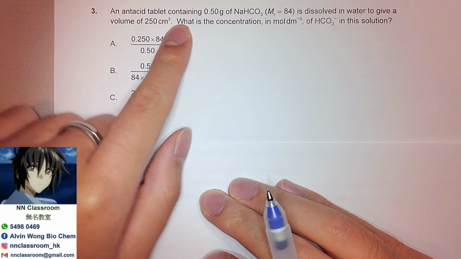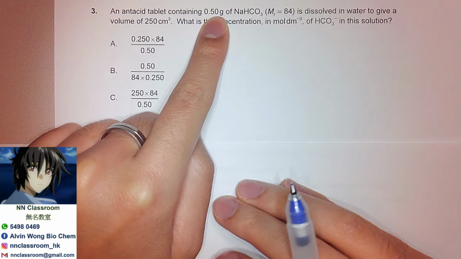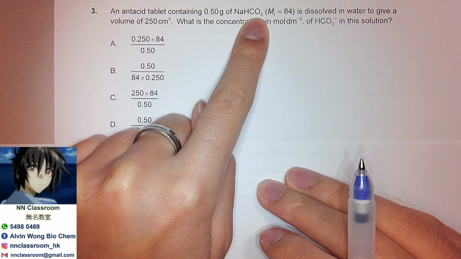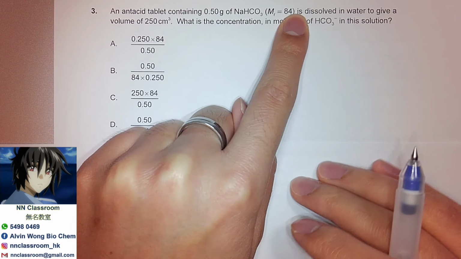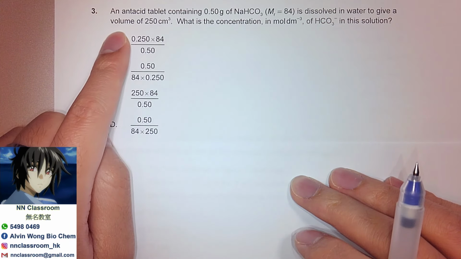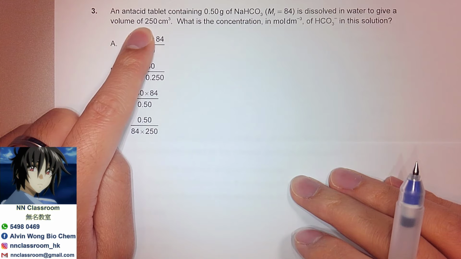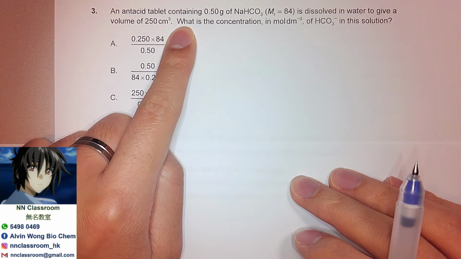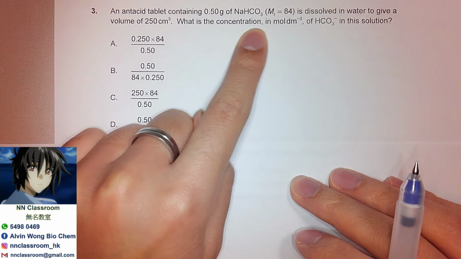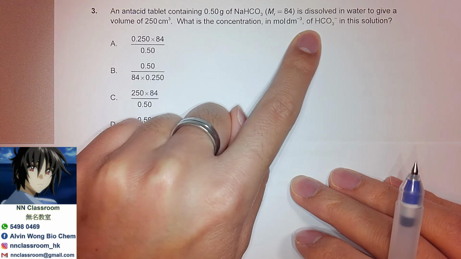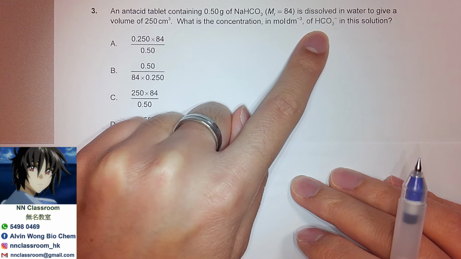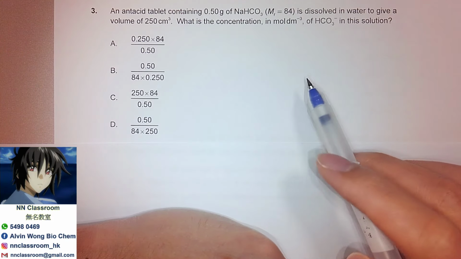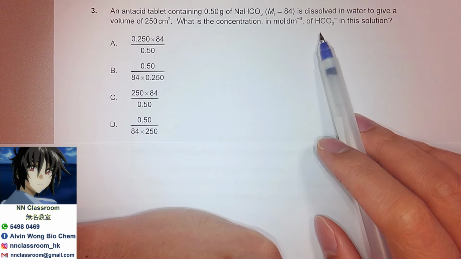So an antacid tablet contains 0.5 grams of sodium hydrogen carbonate. Given the molar mass of this whole thing, 84, it is now dissolved in water to give a volume of 250 cm³. And so it's asking, what is the concentration in mol per dm³, very important, of the hydrogen carbonate ions in this solution. So do remember, now we are finding the concentration of hydrogen carbonate ions.